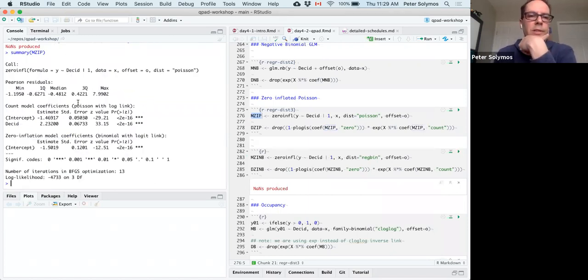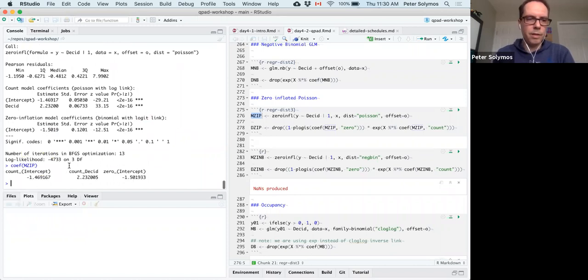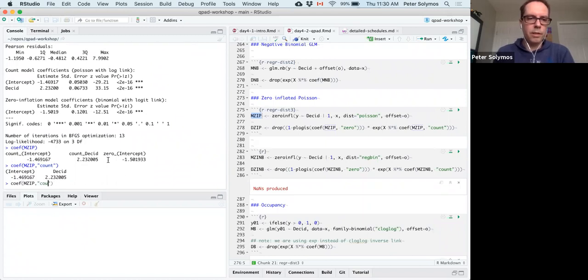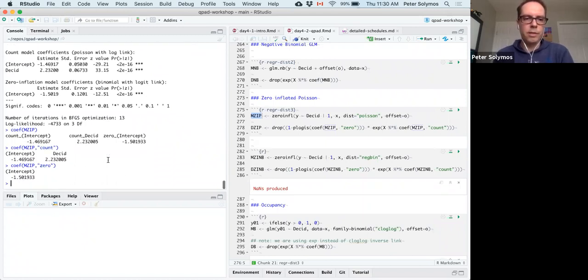Now we have the count model with intercept and deciduous forest, and the zero inflation model, which is modeling the probability of getting an excess zero. And we have an intercept. This is using the logit link. The count is using the log link. And we can get the corresponding coefficients as coef in zip. You can see count, count, zero. So if I want only one, I can say give me count or give me zero.